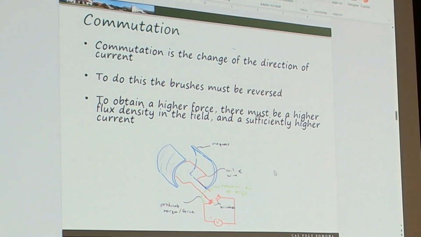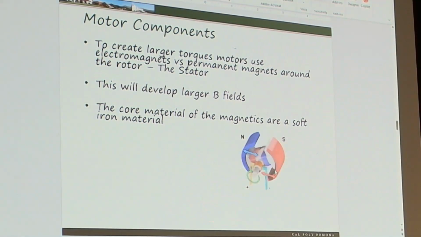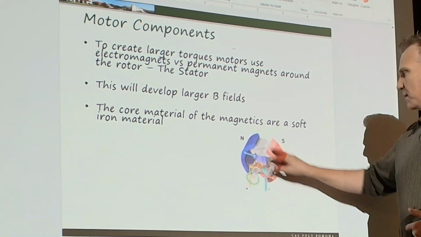Everybody good on that? That's the physics of what's going on. So that's what we see right here. So we have this little rotation going on right here.